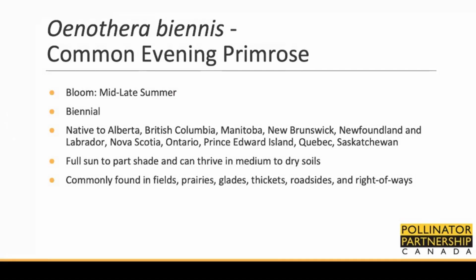Next is the common evening primrose. This species is biennial, meaning its life cycle occurs over 2 seasons. Only the basal leaves are present in the first year, and the tall spike of flowers occurs in the second year of growth. This plant is native to much of Canada. It's drought tolerant and does well in full sun to part shade, and it can be found in a wide range of relatively dry locations.